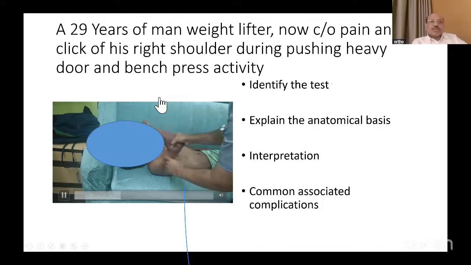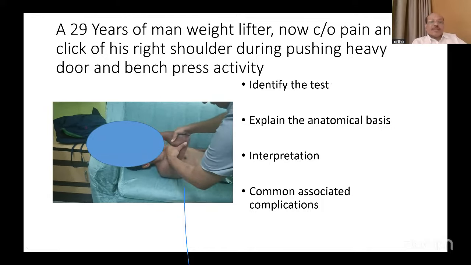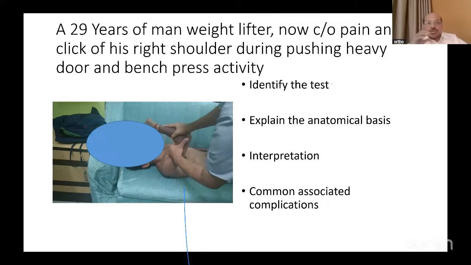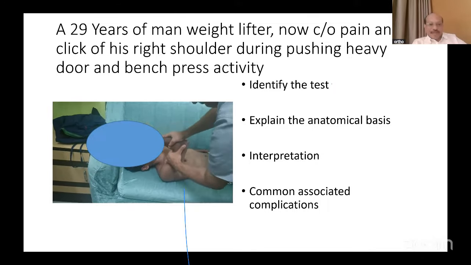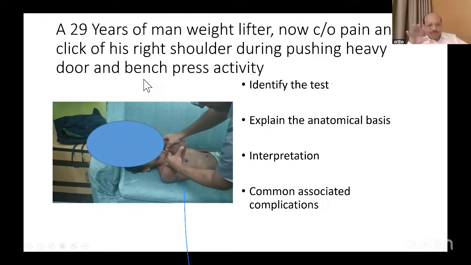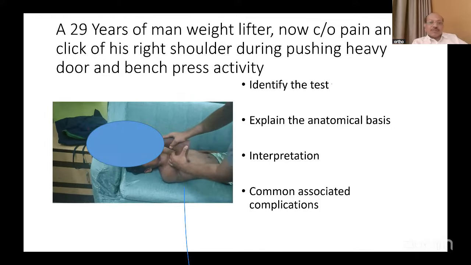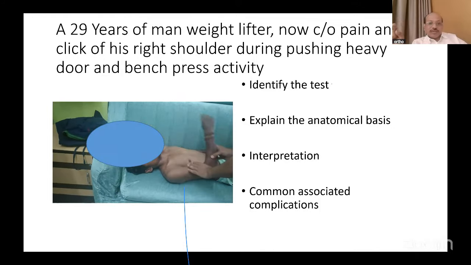A 29-year-old man is a weight lifter, now complaining of pain and a click in his right shoulder during pushing a heavy door and bench press activity. So today we are concentrating on young patients. Now this is a weight lifter. Previously it was a fast bowler, which indicates a SLAP lesion, a superior labral lesion anterior posterior.